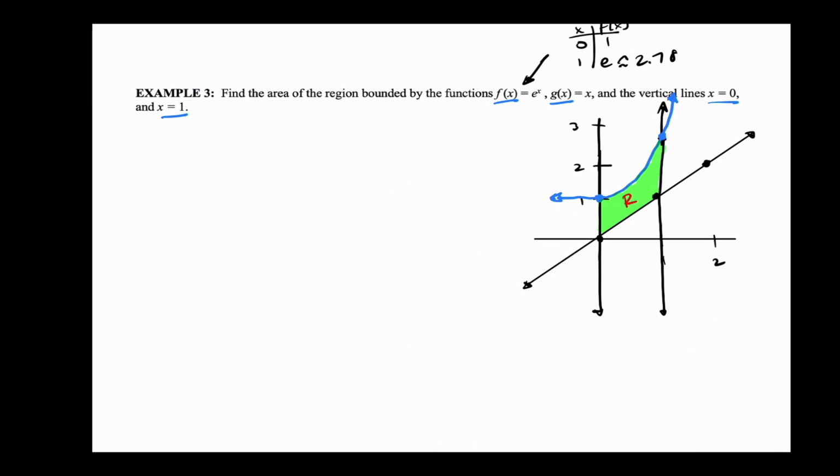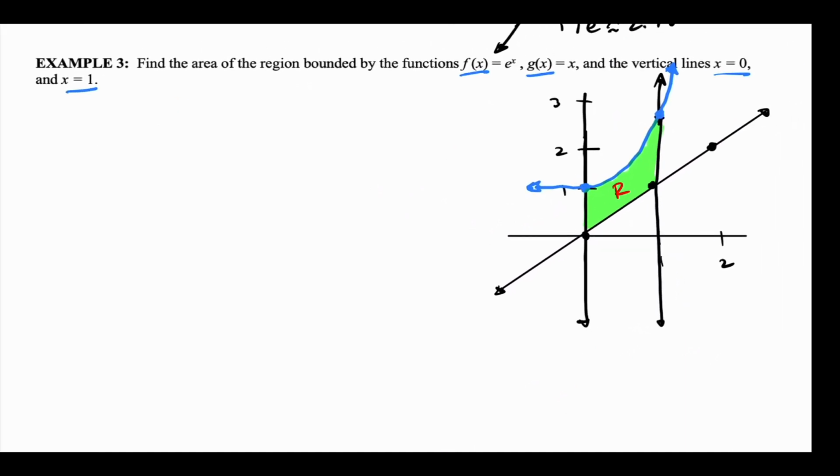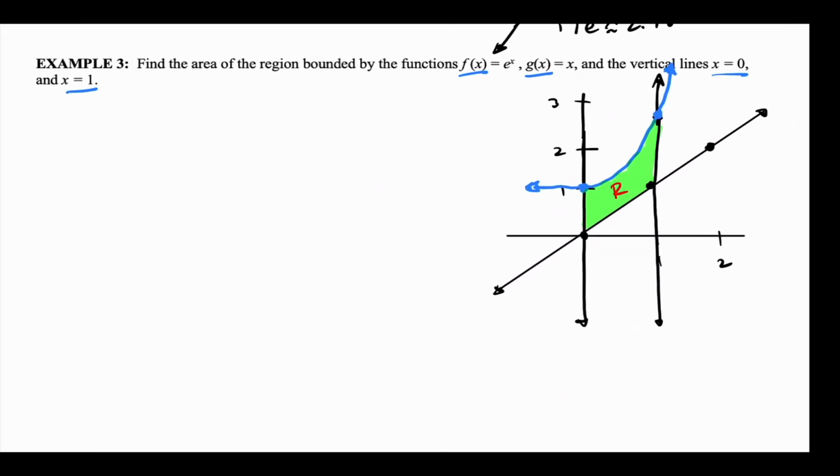Without having drawn that picture, it's very hard to see which one's going to be on top, which one's going to be on bottom. It's just very hard to see. So that's why drawing a picture will help. Okay, so let's set it up. R equals top curve minus bottom curve.